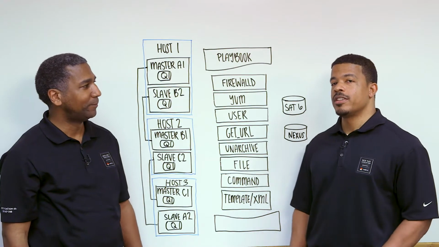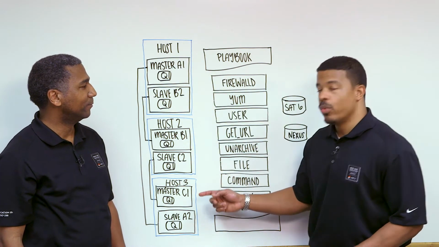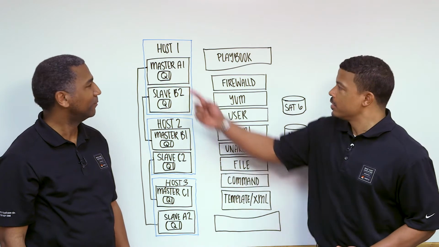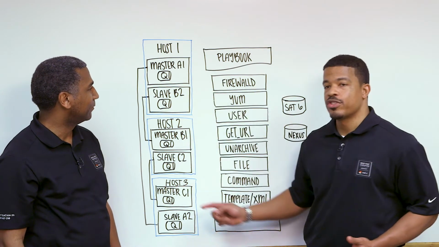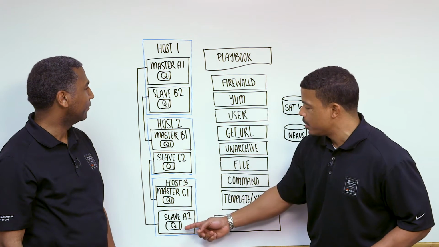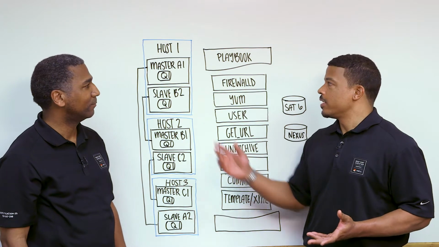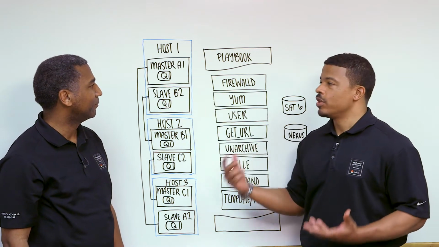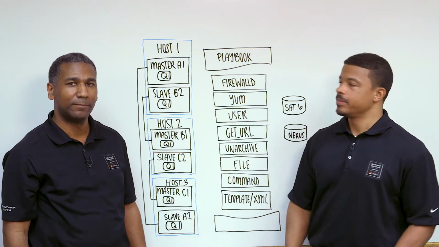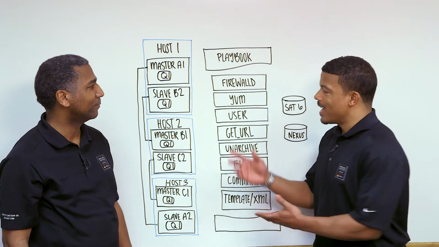Sure. What we have here is a high availability configuration that consists of three different hosts. And with each host, we have a master broker configured. And each master broker has a slave pair configured on a separate host. Notice the lines going from here to here. That way, if we lose a master completely, if host one goes offline, we can continue to process messages without losing any data. So how would we go about creating an Ansible playbook to accomplish this?